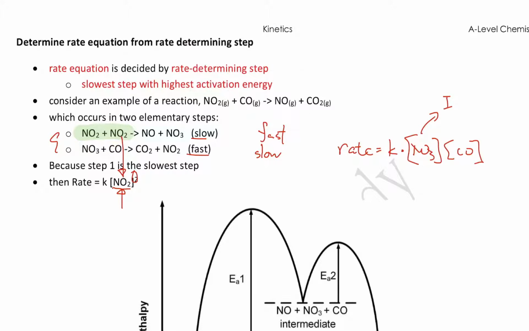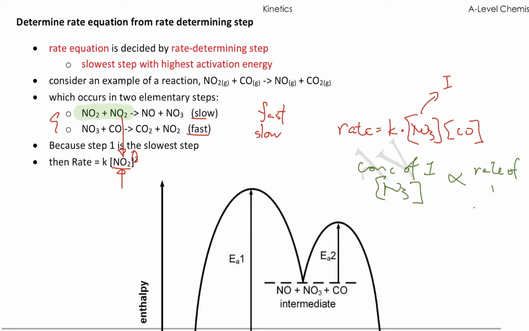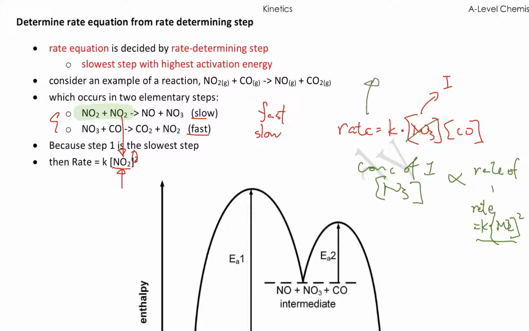Then how do I know how to rewrite? The concentration of the intermediate, which is NO3 in this case, should be proportional to the reaction rate of step 1. Then for the reaction rate of step 1, we can say that rate is equal to K times NO2 squared. Then I can substitute the whole thing here to replace NO3. Then I can rewrite the equation like that.